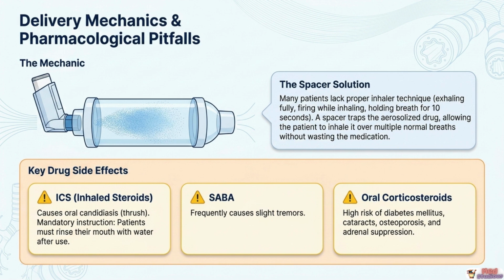coordination problem entirely. Now, 3 critical drug side effects to know. Inhaled corticosteroids cause oral candidiasis, thrush, and patients must be instructed to rinse their mouth with water after every single use. SABAs frequently cause slight tremors due to beta-2 stimulation in skeletal muscle, and oral corticosteroids carry the most serious profile, including diabetes mellitus, cataracts, osteoporosis, and adrenal suppression.